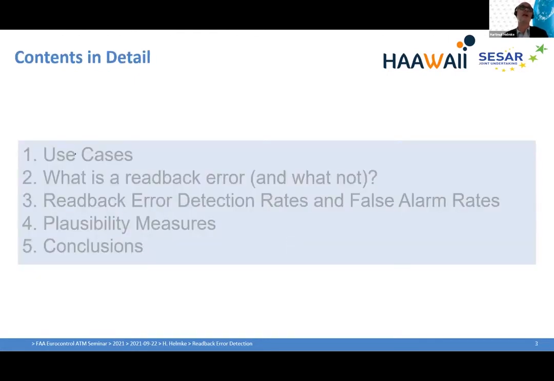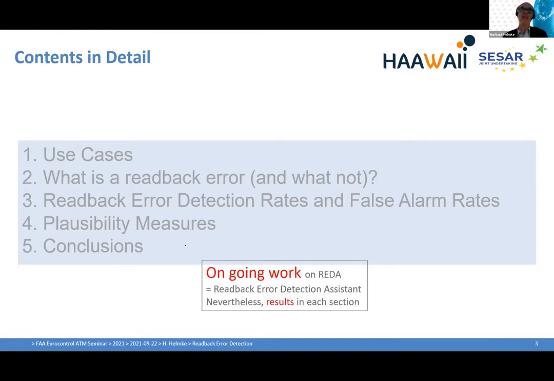In detail, I present some use cases with respect to readback error detection. I will tell a little bit what is a readback error and maybe what is not a readback error. I also want to have a little bit of interaction with you when we talk about requirements, for example false alarm rates, which immediately results in plausibility measures. And of course, at the end, I hope I have some conclusions. I must admit this is ongoing work for our readback error detection assistant, but I hope that in all of the chapters I can already present some of the results we have.